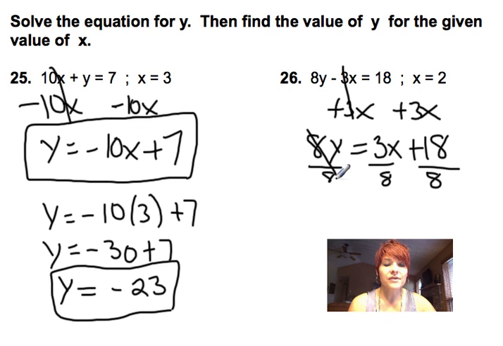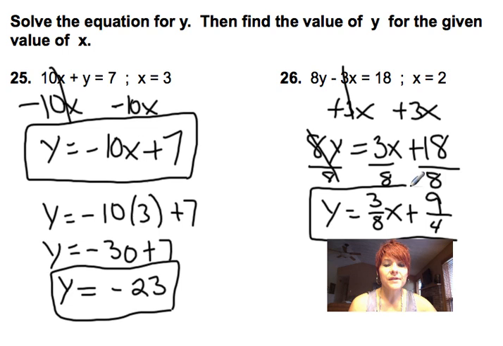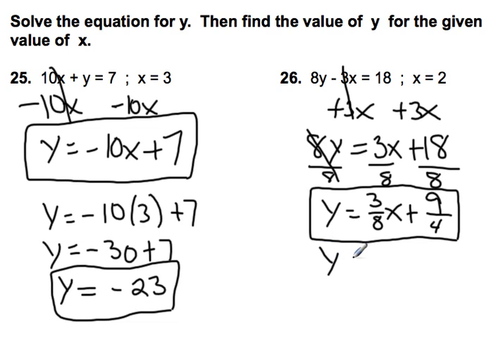So then that factors those out, so it becomes 1y equals 3/8 x plus, now I'm going to reduce this fraction. I'm going to turn that into 9/4. 2 goes into both of those. 2 goes into 18 9 times, 2 goes into 8 4 times. So I've reduced that fraction. That is now solved for y. So the next step would be to plug 2 in for x.